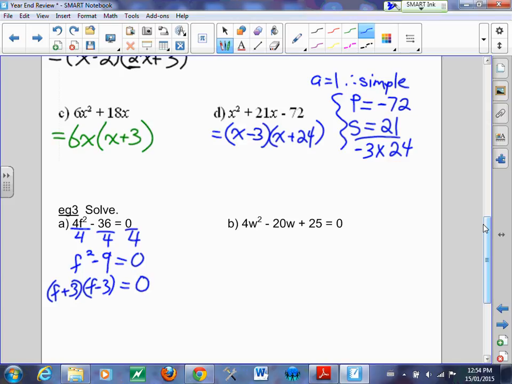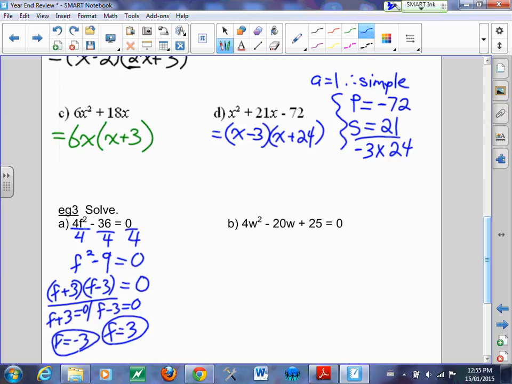And here's where you have to use the zero product property, which means how do I get the left side to equal the right side? Because the right side equals 0, so how do I get the left side to? What that means is each bracket has to equal 0. So either f plus 3 equals 0 or f minus 3 equals 0. So f equals negative 3, one answer, or f equals 3 is your second answer.